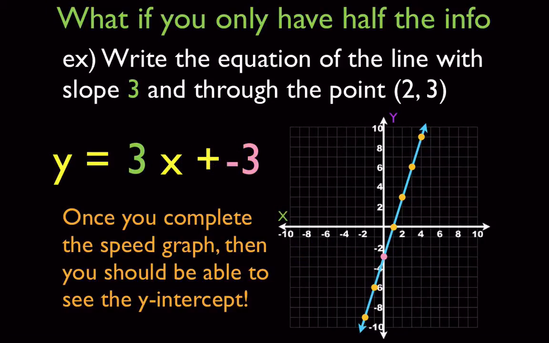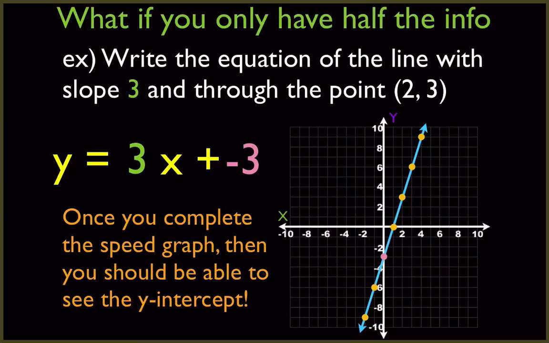If you're more comfortable going ahead and writing it as 3x minus 3, that's fine to go ahead and kind of cross off the plus sign. I don't mind that, but to not give it away, I put a plus sign in there. That way you have to think, is it positive or negative?